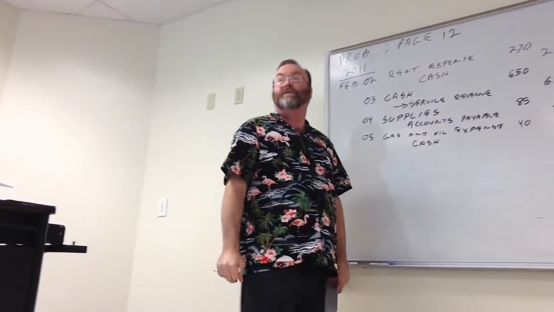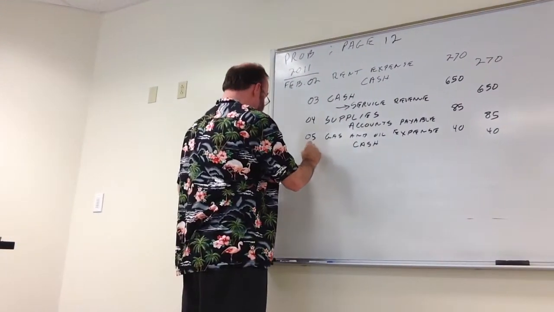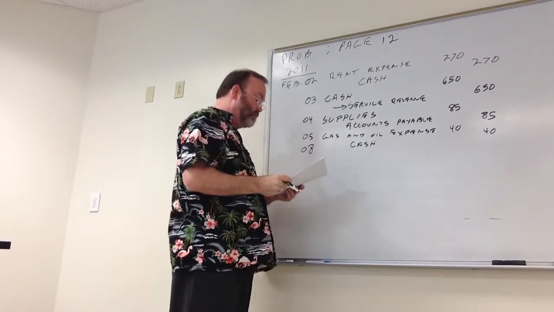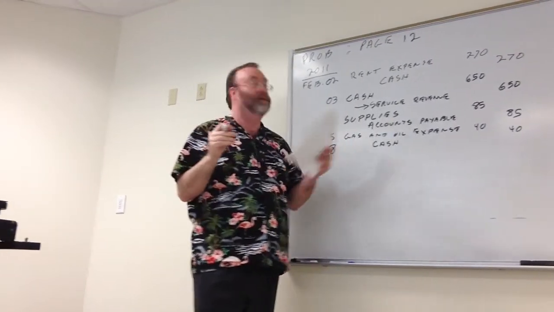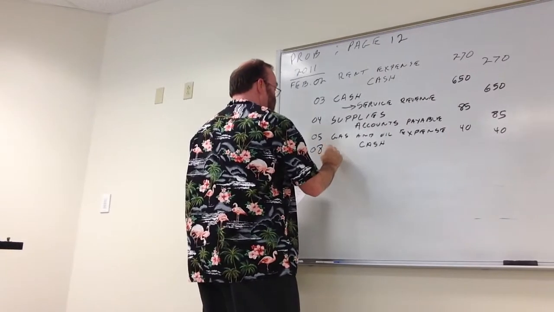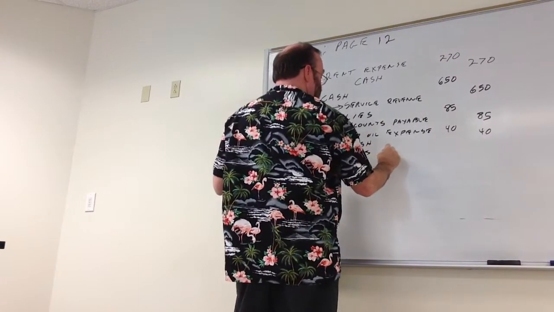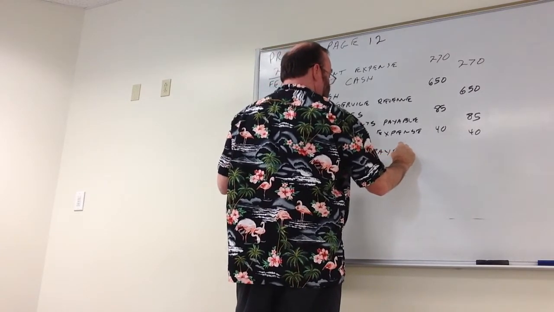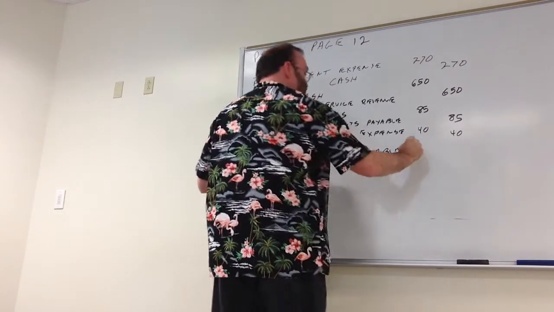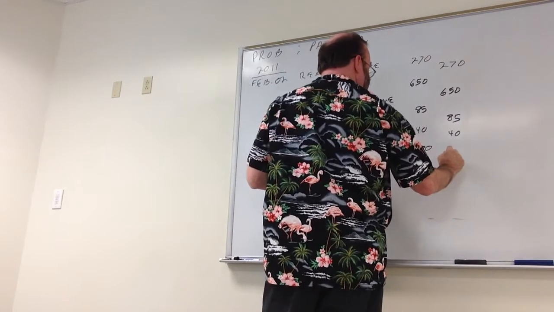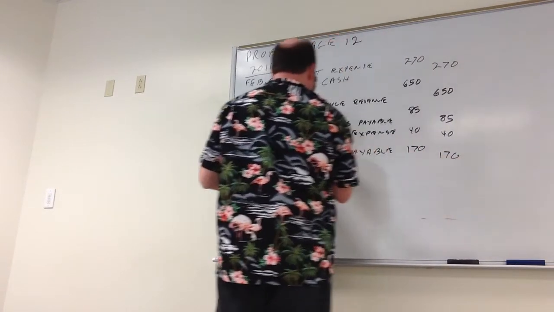On the 8th, we made a payment on account. So we're making the payment. We are going to use cash, but what's the debit? Accounts payable. $170, yep. And cash is the credit.